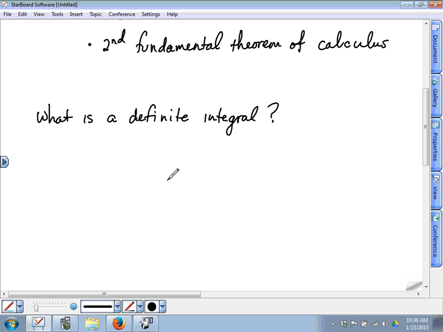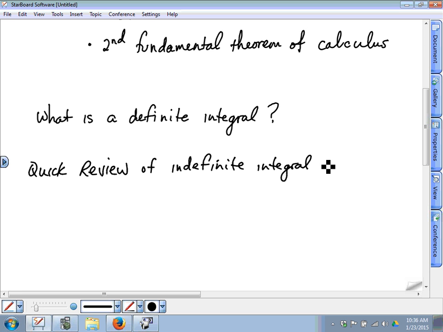Let's go back and do a quick review, though. A quick review of an indefinite integral. This is from 4.1. This is something you would have seen back in 4.1. Find the general solution.